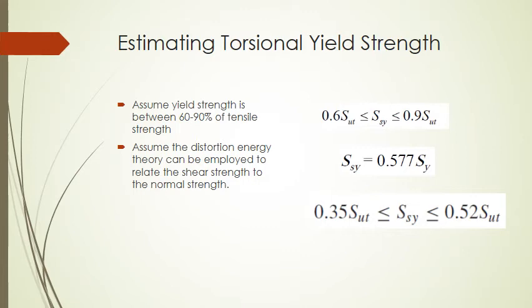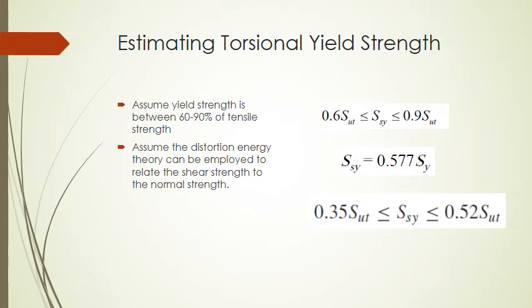So S_sy, shear yield strength, can be taken as 60 to 90%, and from the static failure theories, you should have detailed knowledge of the distortion energy theory, static failure theory. I think you have studied it in much detail at the start of this course, or in the first course in machine design, the static failure theories.